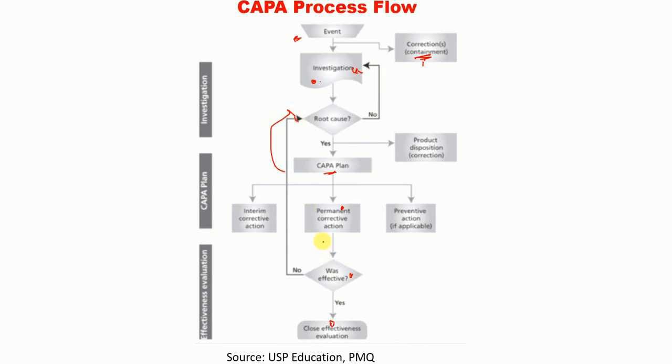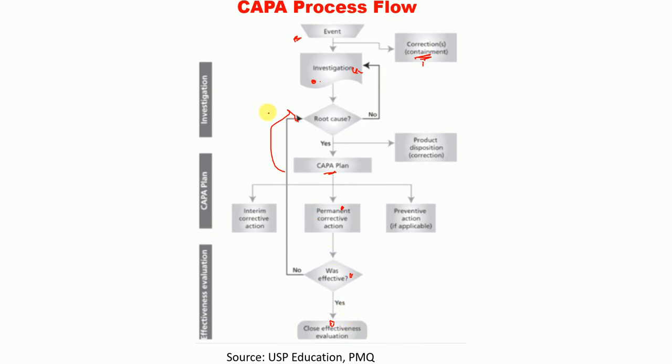Okay, so if it was not effective, a CAPA plan should include interim corrective actions, permanent corrective actions, and preventive actions. Sorry, I did not mention that before. So it should include interim corrective action, permanent corrective action, and preventive action, and close effectiveness evaluation, right?